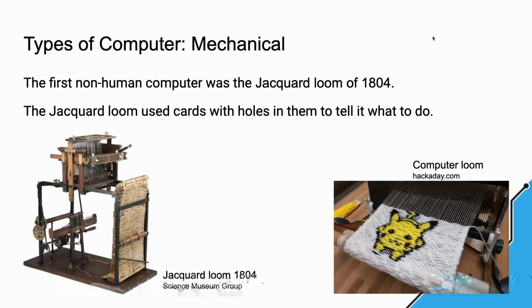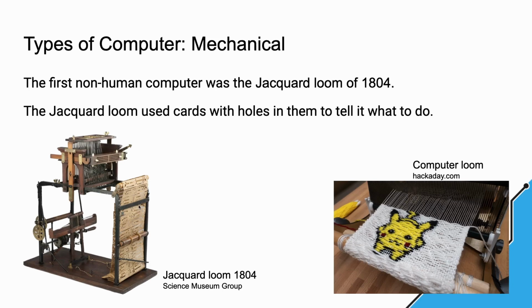The next type of computer is the mechanical computer. And the first one of these was the Jacquard loom of 1804. A loom is basically a big machine that produces textiles, so for example sheets or dress material or curtains. And the patterns that are shown on fabrics are produced by these looms.